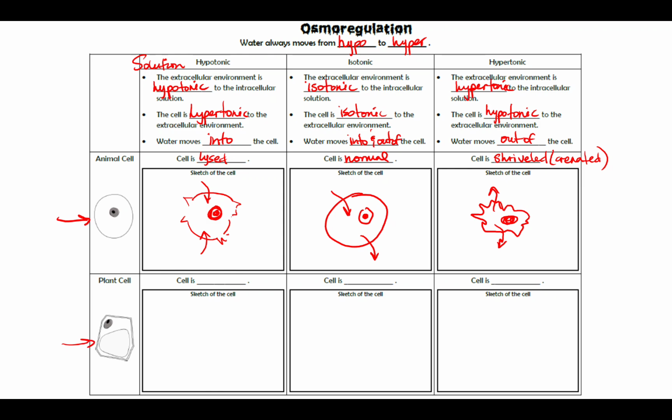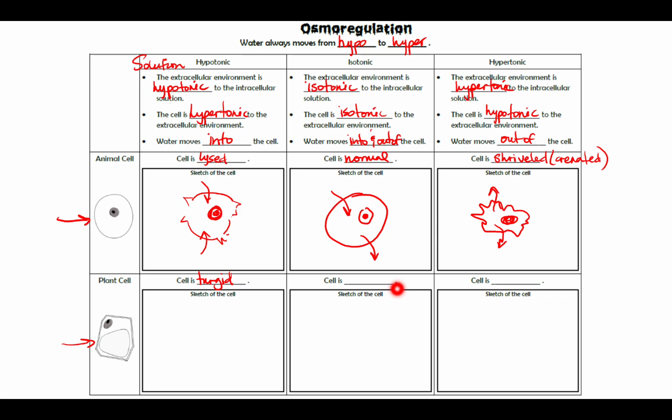And I'm going to go ahead and provide the terms, but I'm going to let you guys do the sketches for the plant cells yourself. If water is moving into the plant cell, then it's going to be turgid. That means it's stiff or rigid. It's completely full. And so the cell wall is not going to have any give.